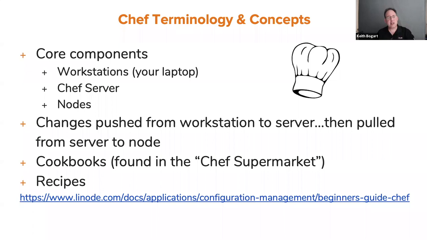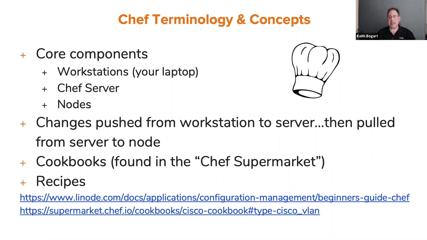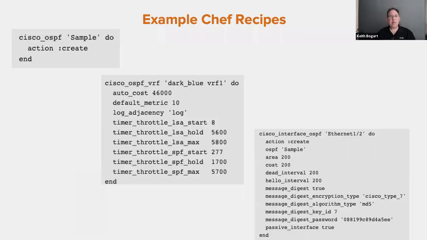And you might want to take a screenshot of this and just check out those URLs right there if you're interested in more. But this is the extent of what you need to know for the CCNA. And here's an example of some Chef recipes. Once again, these also relate to OSPF. So you can compare and contrast these with what we just saw previously with Puppet. This is a little bit easier to understand.